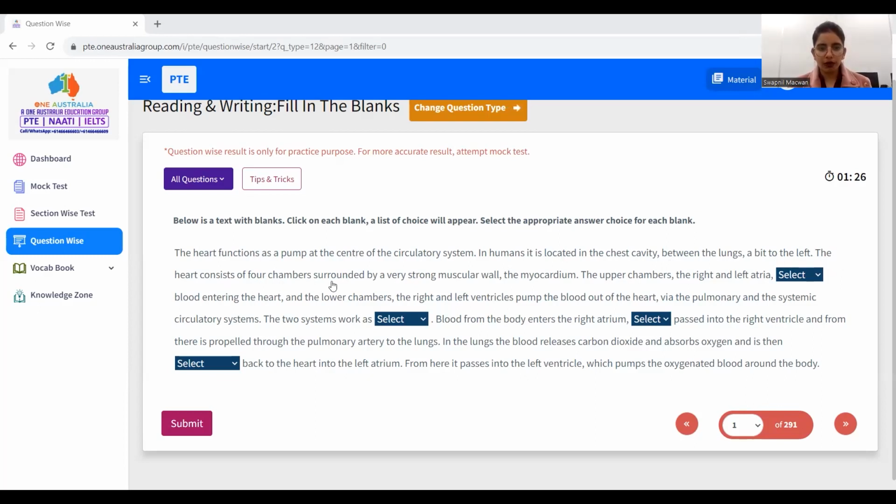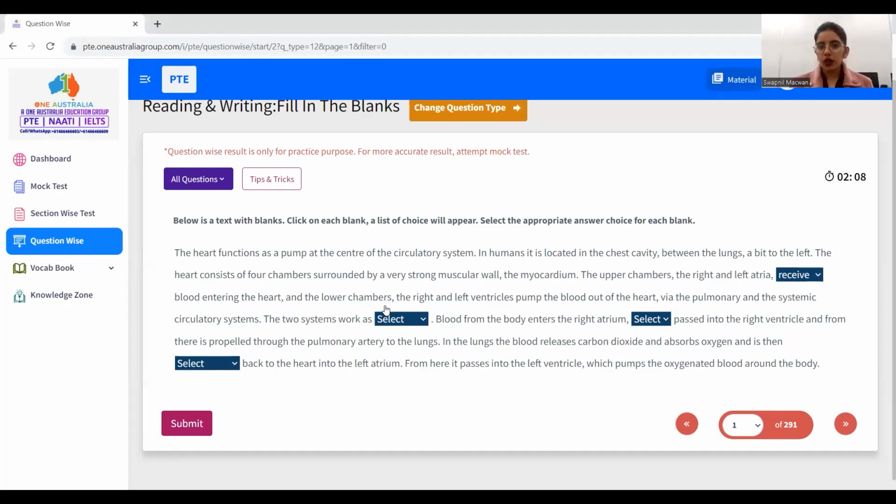The heart consists of 4 chambers surrounded by a very strong muscular wall, the myocardium. The upper chamber, the right and left atria, dash blood entering the heart. They are talking about the upper chamber of the heart, in which there are 2 atria, the right and the left. They dash blood entering the heart. Now open the options: transfer, repel, receive or lower. So blood is entering the heart. These 2 atria are receiving the blood that is entering the heart.